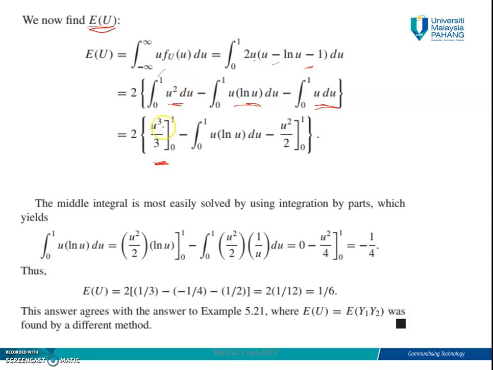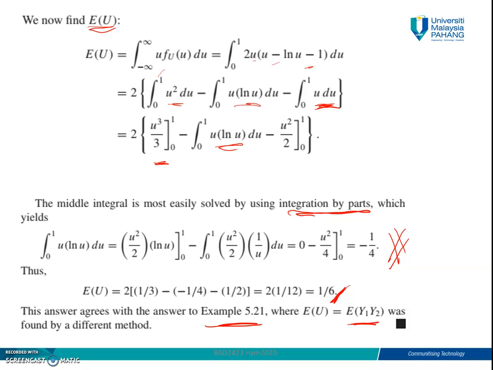u cubed over 3, integrate from 0 to 1. And here you can use integration by parts. This is how they show you. Actually, integration by parts we have done before in bridging class and in previous education. This one is also easier. Then you substitute the value. Finally, you get the expected u is 1 over 6. So this answer agrees with example 5.21, where your expected u was found by a different method. That one you can check.